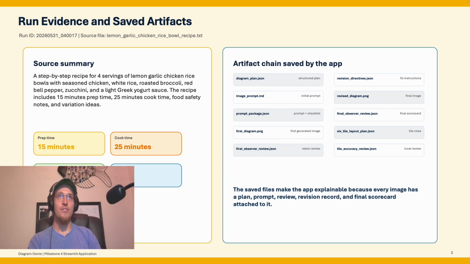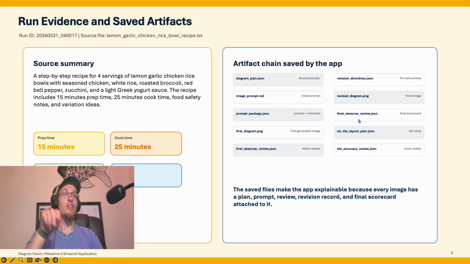Okay, looking at the saved artifacts, it produces 21 saved artifacts altogether: different JSONs, the 6 panels, the 2 images, all of this stuff. But these are some of the most important, the actual artifacts that are used in the pipeline. We start with the diagram plan JSON, the image prompt that is created from that. There is a prompt package, the first diagram that is generated, the observer review, the revision directives that are then sent, and that is made into a revised diagram.